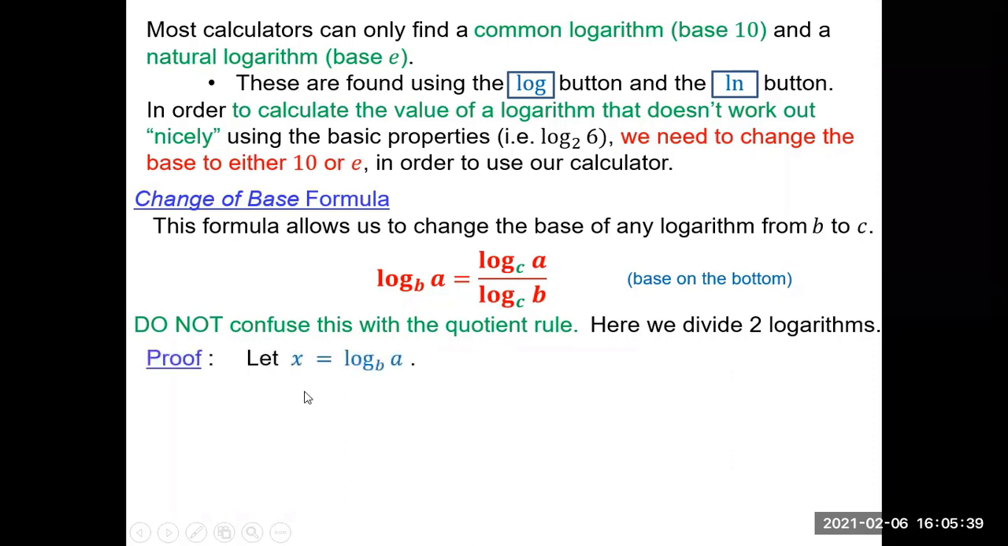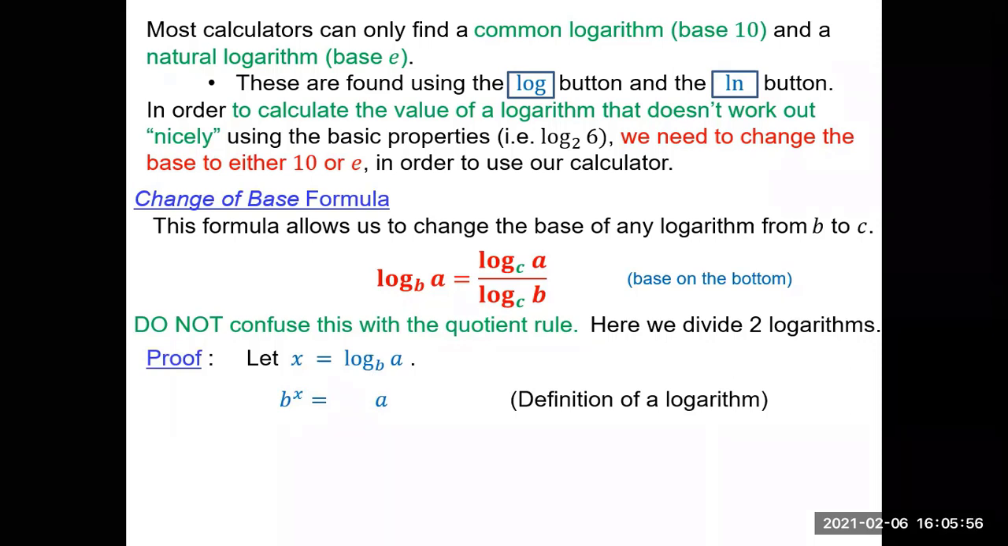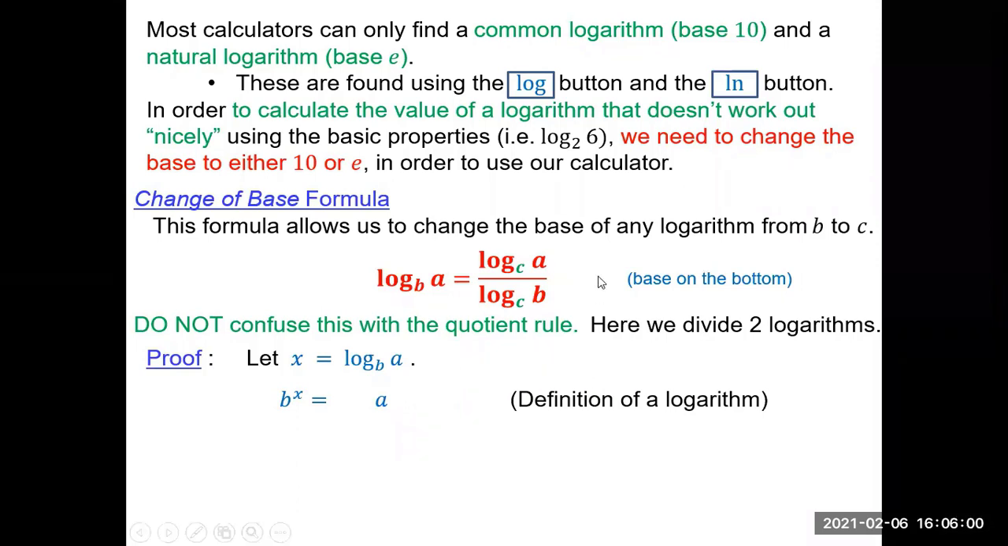So the proof for this is basically the same, where if I allow x to equal log base b of a, I can say that b to the power of x is equal to a. But notice that right now the base is b. What if I would like it to be a different base, like log base 10? Well, what I can do is I could take the log base c of both sides, which is allowed in algebra because I'm keeping this equation equivalent.